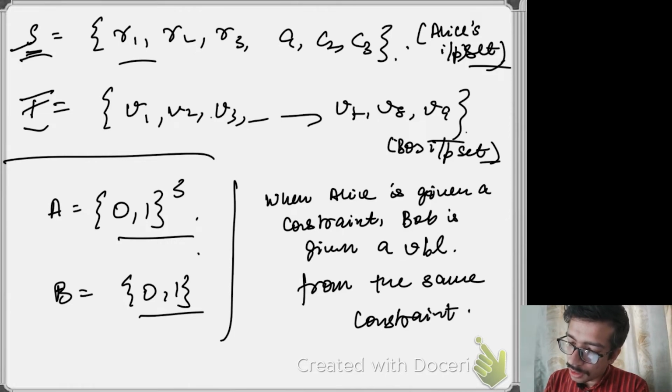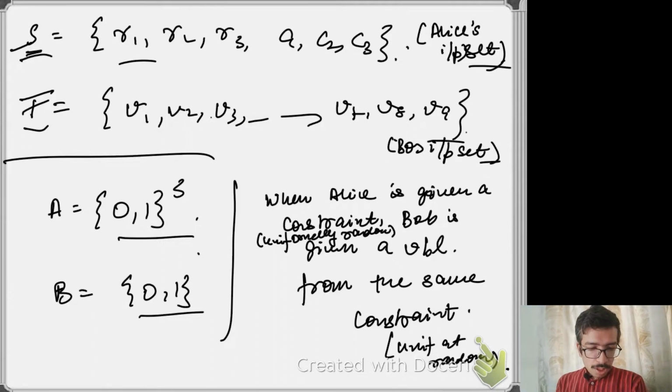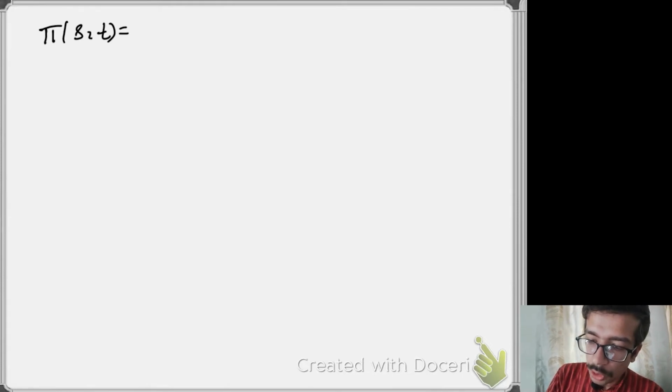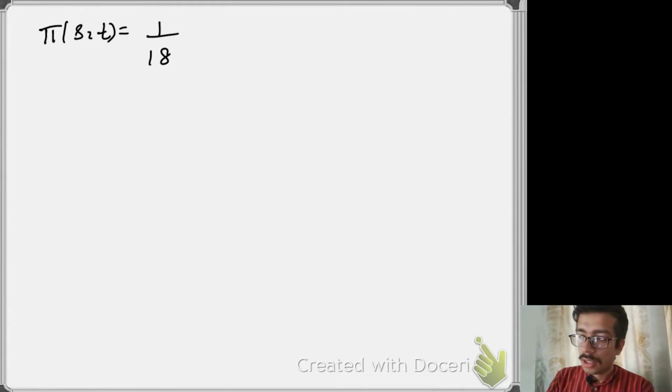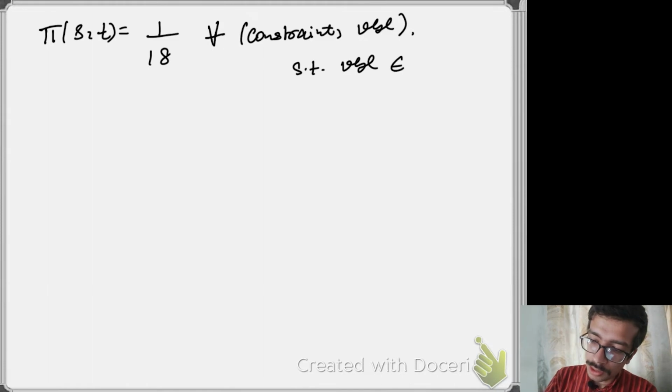And Alice is given a constraint uniformly at random from the set of 6 constraints, and Bob is given one of the variables from the same constraint uniformly at random amongst the 3 variables in that constraint. Okay, so here our distribution over the inputs pi st is going to be 1 by 18 for all constraint comma variable such that variable belongs to the constraint.